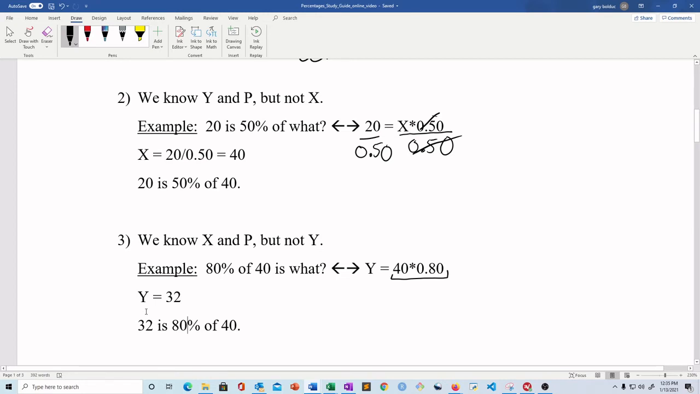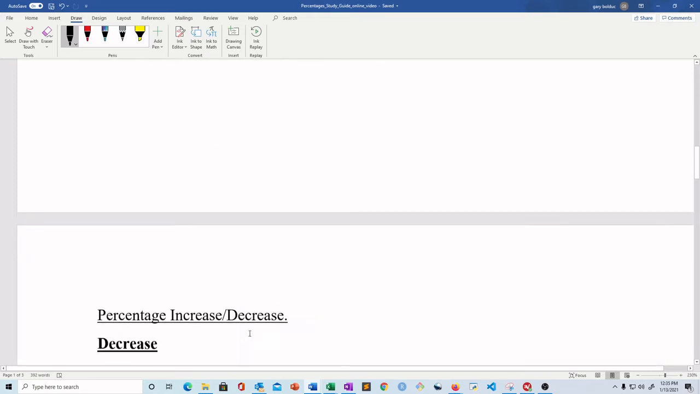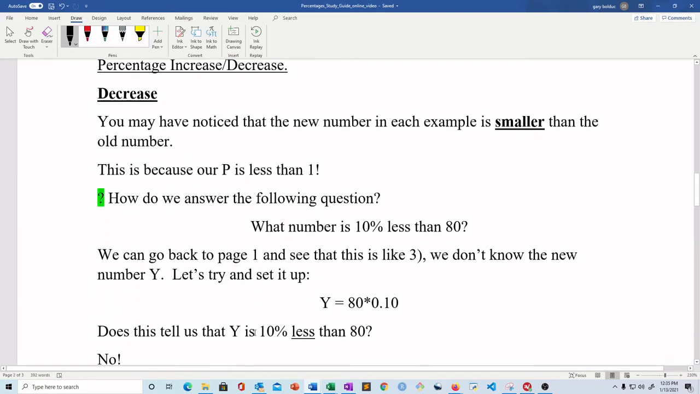But what's different now is I want to talk about, instead of 32 is 80% of 40, how do I talk about 32 in terms of a percentage decrease from 40? Okay, so that's a little bit different. I know it sounds like I just said the same thing, but it's a teeny bit different. We'll do an example to show you what I mean. So let's get down here and talk about this. Again, we just got a bunch of smaller numbers. And here's the neat thing about this.